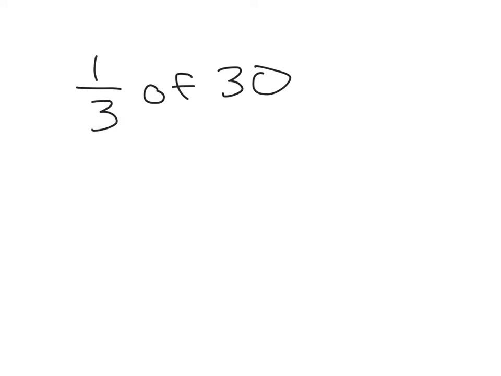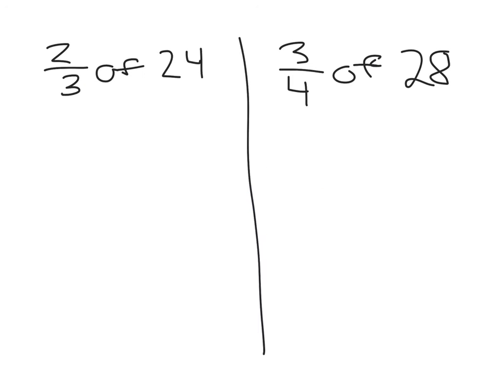Same thing, 1/3 of 30. This time, since our denominator is 3, we are going to be dividing by 3. So we're going to be doing 30 divided by 3. When you do 30 divided by 3, you get 10. So 1/3 of 30 is 10. We'll look at 2 more examples and then we'll be done.